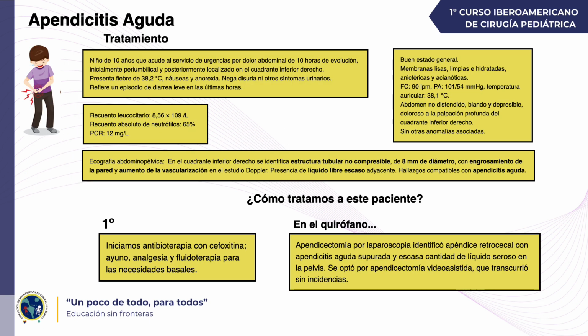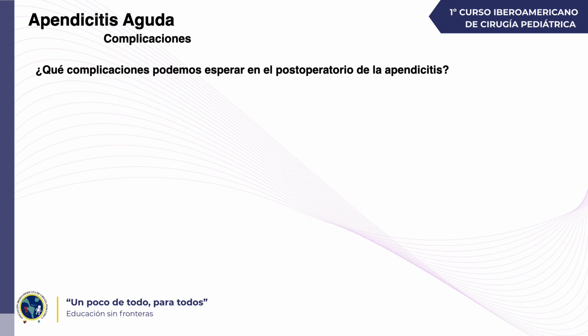So, coming back to our 10-year-old patient, we proposed laparoscopic appendectomy. We stopped the oral intake, started the prophylactic antibiotics with cefoxitin, and gave pain control. We were able to have a room to operate on him in about 12 hours. The surgery showed a retrocecal appendix with suppurative appendicitis and only a small amount of serous fluid. The appendectomy went smoothly, and 24 hours later, the child was discharged home.